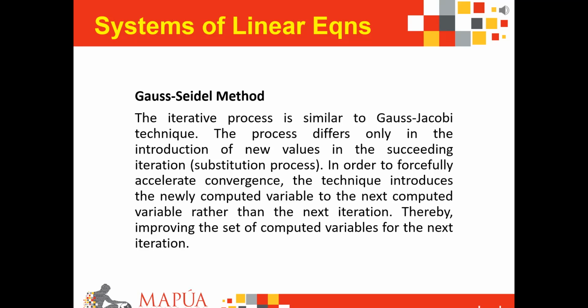In this manner, the variable eventually converges faster, thus introducing your new value into that same iterative process rather than substituting it into the next iteration like the Gauss-Jacobi method does. Thereby, this process improves the set of computed values for your next iteration.